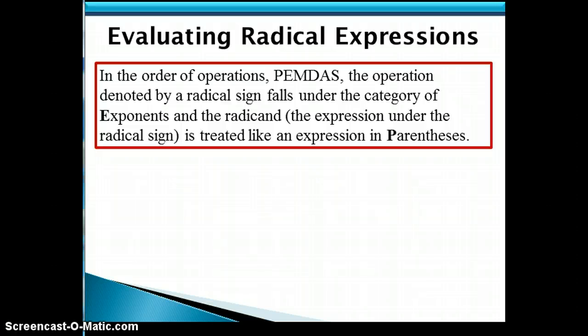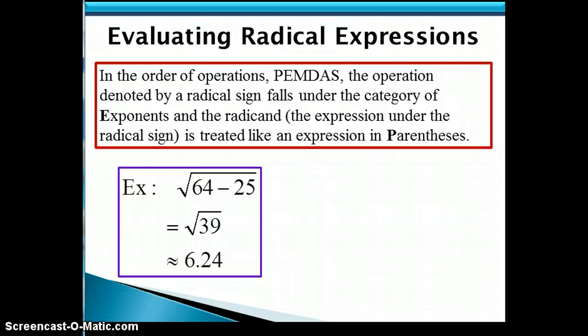And the radicand, which is what we call the expression that's under the radical sign, is treated like an expression inside parentheses. So we would have to simplify the radicand first, since it's inside parentheses, and then we can perform the radical sign, because that would fall under the category of exponents, which comes next. So let's see how we can apply this to some examples.